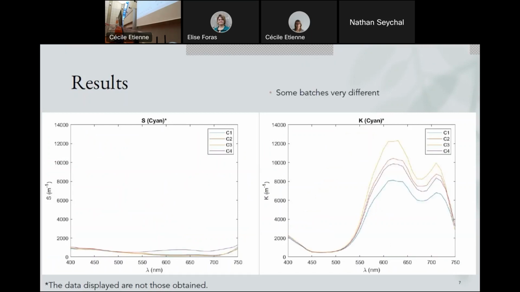However, we also encountered some difficulties in the process, for example, with the cyan batches. As you can see, they are more disparate, and it may be due to slight variations in the concentrations of ink, amplified by the fact that they are strongly absorbing. Moreover, we noticed a difference between the measurements, whether we measure with the ink first or the film first, because the ink is deposited on the surface and not inside.